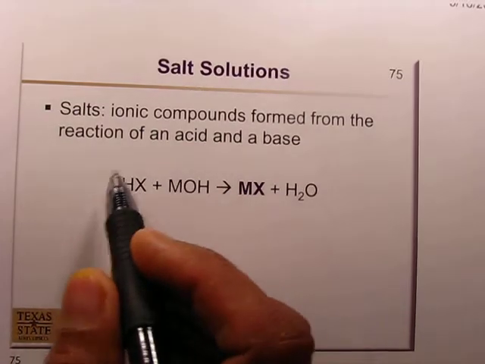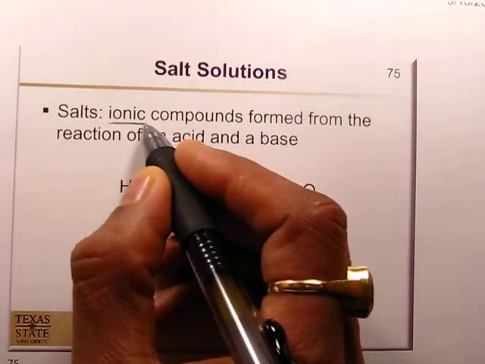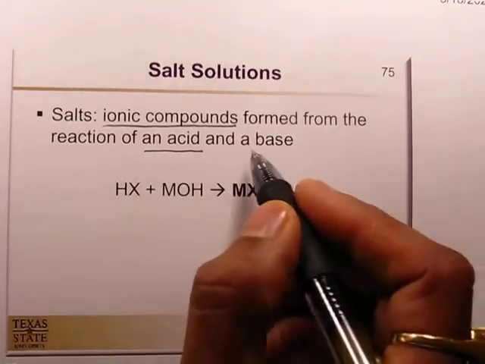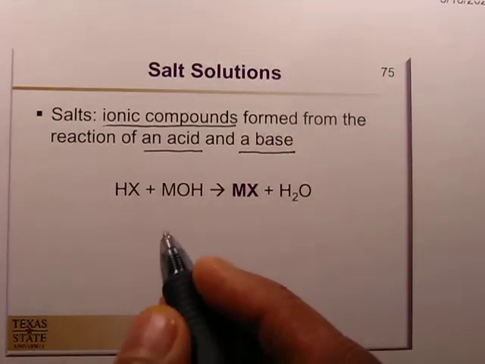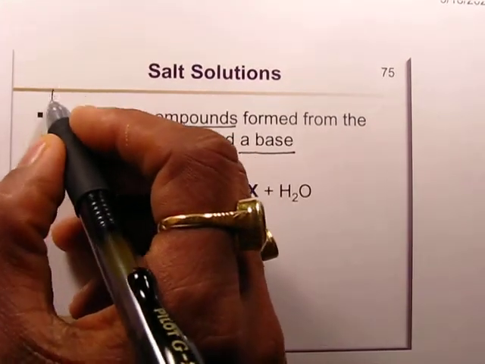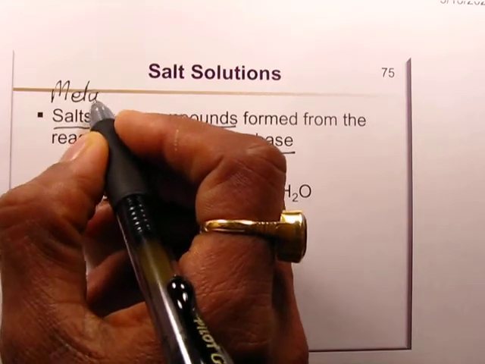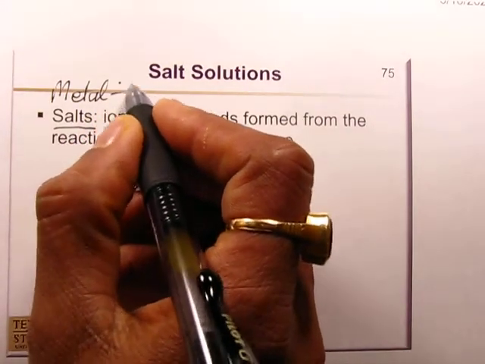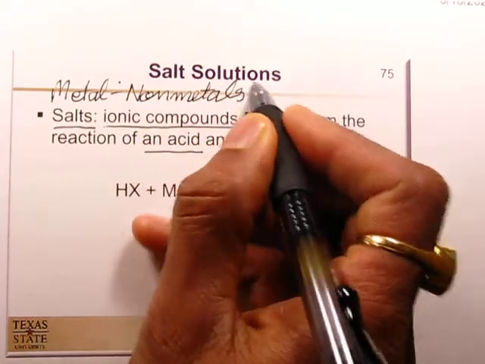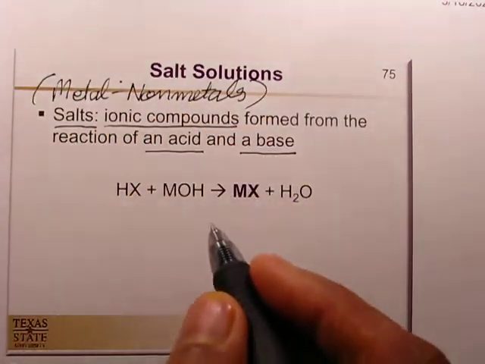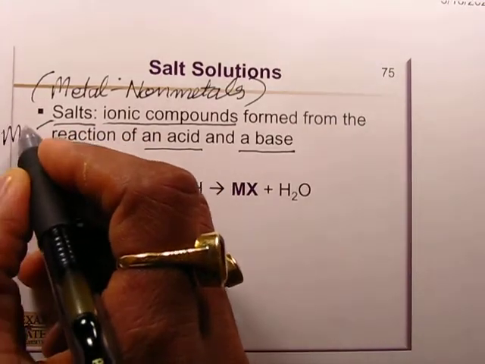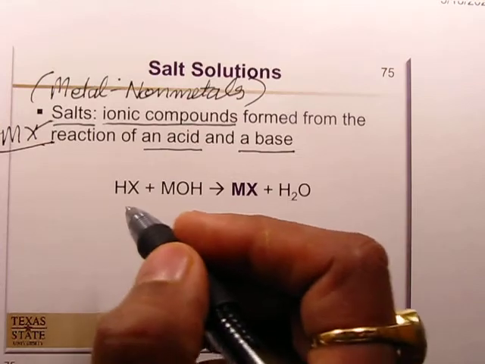What is salt? First, what is the definition of salt? Salts are ionic compounds formed from the reaction of an acid and a base. Usually salts are a compound of metals and non-metals, and we can abbreviate them like MX, where X is a non-metal and M is a metal.